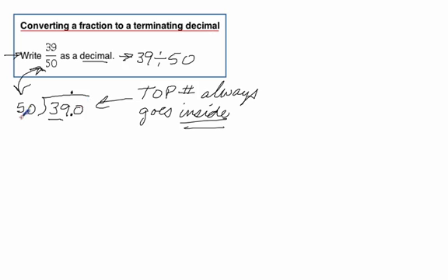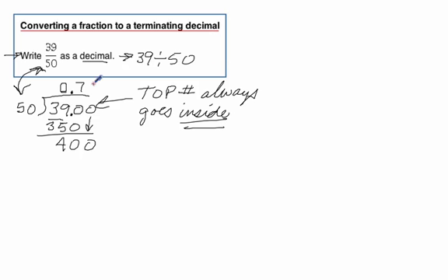So now we figure out how many times 50 goes into 390, because obviously it doesn't go into 39 at all because it's bigger. So how many times will it go into 390? Well, it'll go 7 times, because 7 times 0 is 0, 7 times 5 is 35, and we get a 40 there, right? Then we have to add another 0 and bring it down to make that 400.